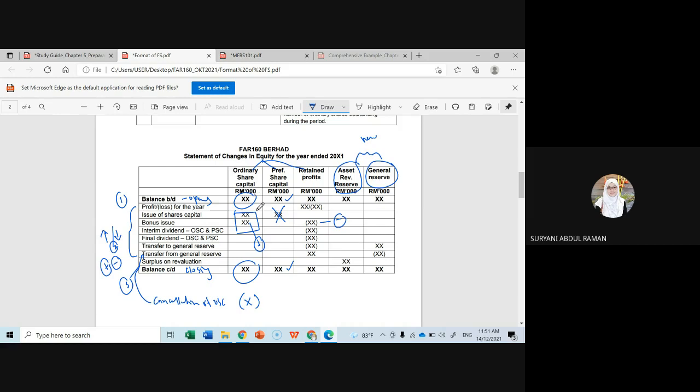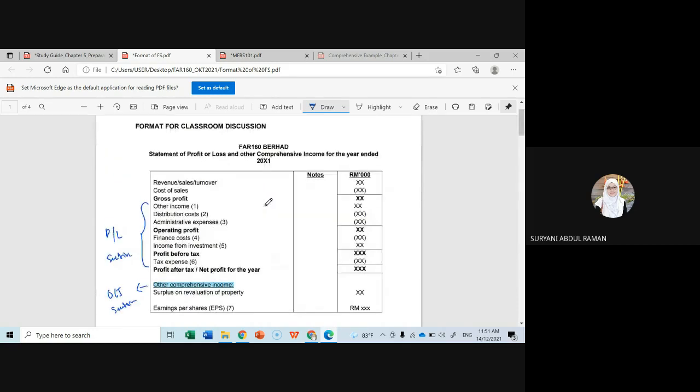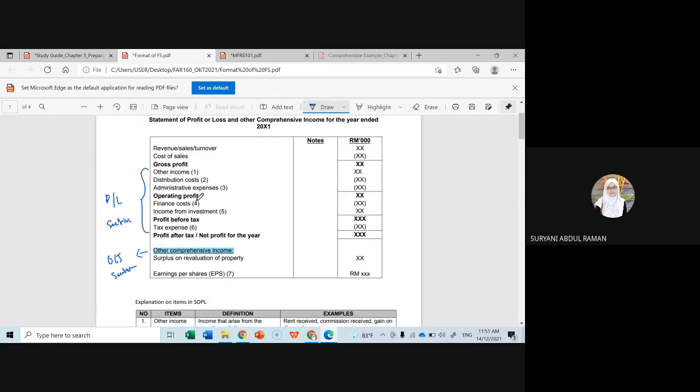Before I proceed to the next component, let's go back to the SOPL just now. I forgot to mention to you that for the MFRS requirement, the content of the SOPL needs to be grouped. It needs to be shown by function. Did I mention just now, class, that the expenses need to be shown by function? Yes. Oh, okay, I have already done that.